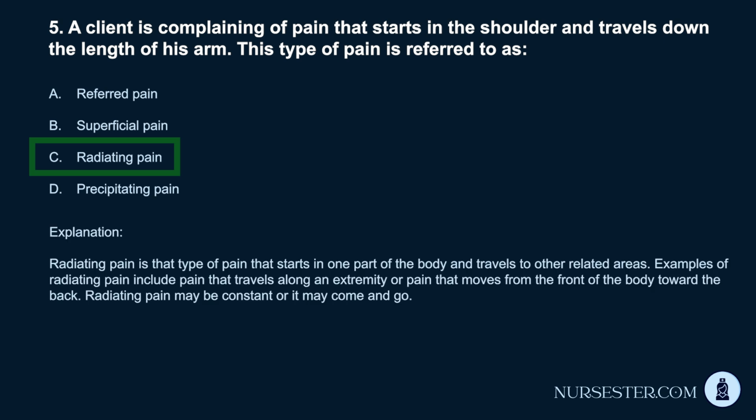Radiating pain is that type of pain that starts in one part of the body and travels to other related areas. Examples of radiating pain include pain that travels along an extremity or pain that moves from the front of the body toward the back. Radiating pain may be constant or it may come and go.